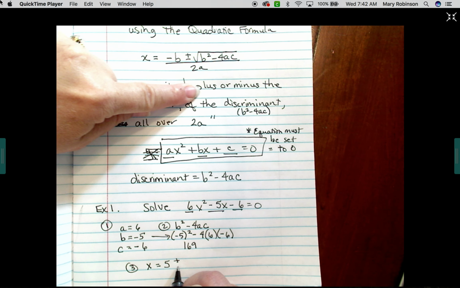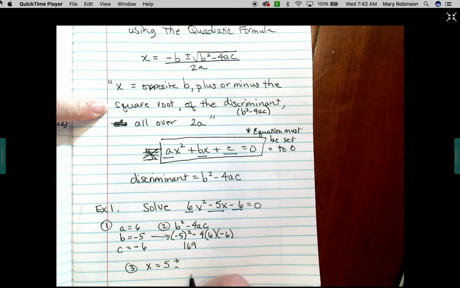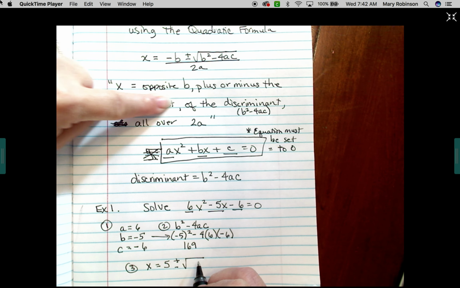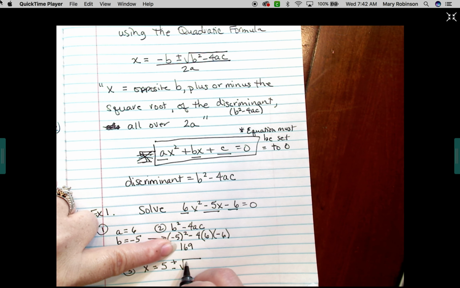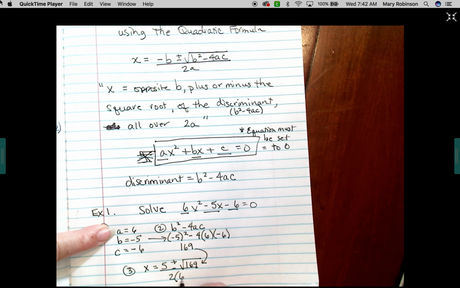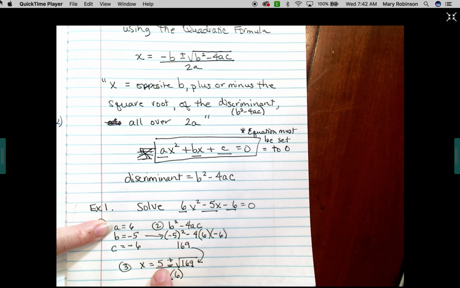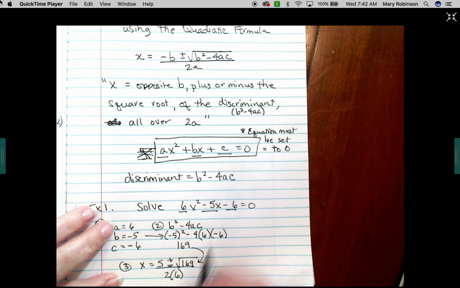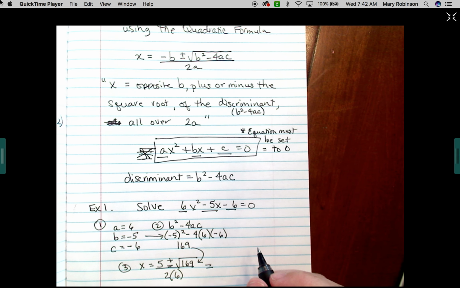plus or minus the square root of the discriminant, which is 169, all over 2 times my a value, which is 6. So far I have x equals 5 plus or minus the square root of 169 all over 2 times 6. Now I'm going to continue to simplify that.